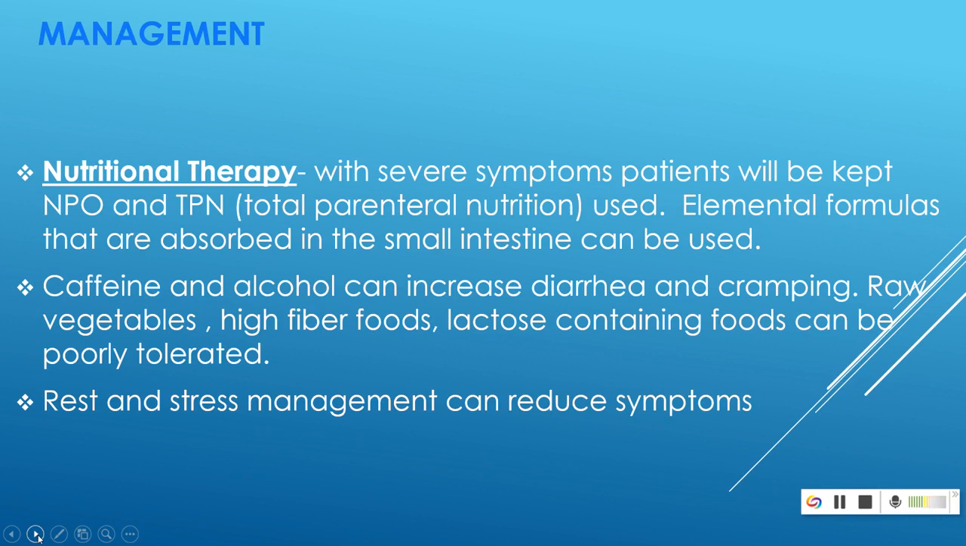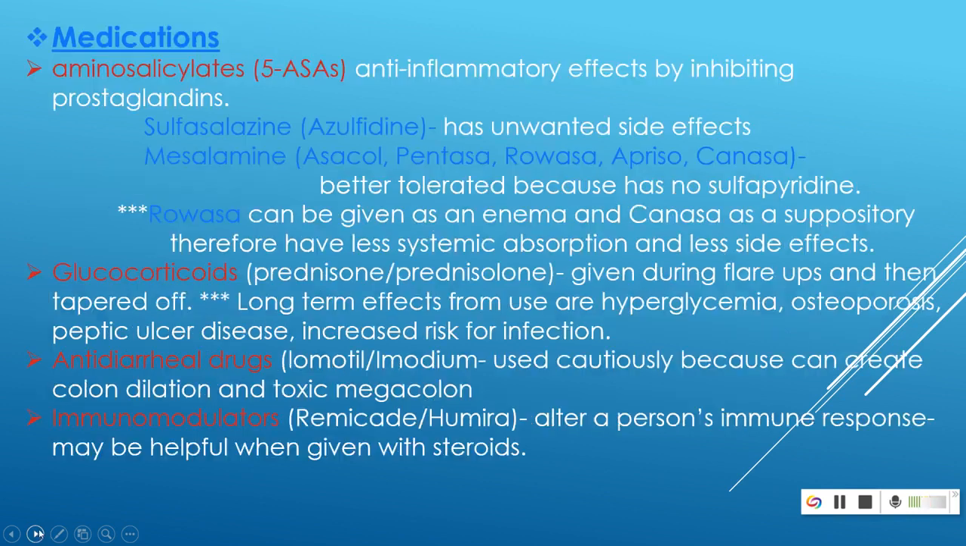Caffeine and alcohol can increase diarrhea and cramping. Raw vegetables, high fiber foods, and lactose containing foods like milk can be poorly tolerated, because those are not all going to finish in the small intestine. They're going to go all the way through the colon, and we don't want to use the colon at this time. Rest and stress management can reduce some of the symptoms.